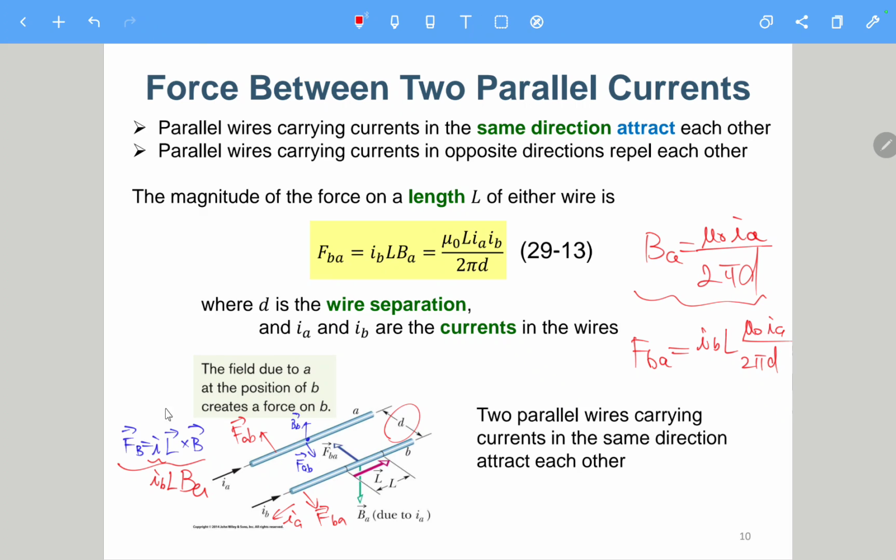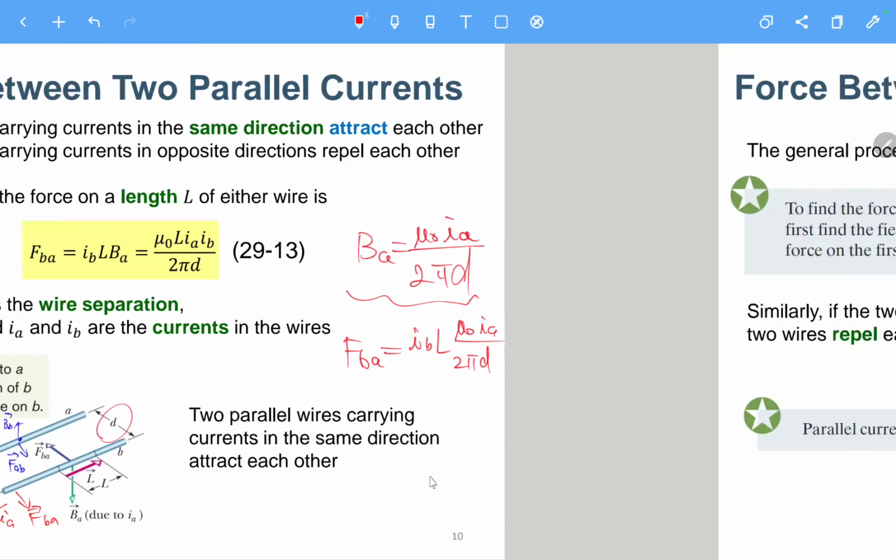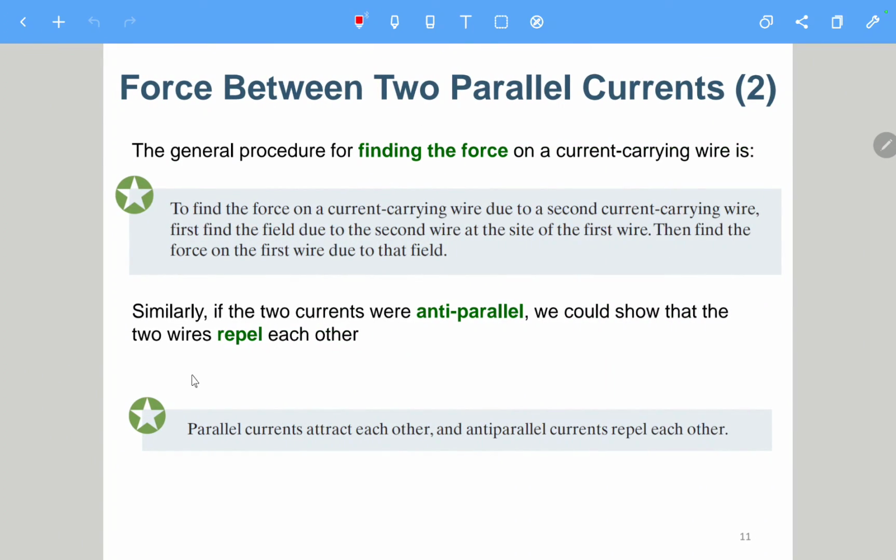So from the second version of the Lorentz force, we can get the expression of this force. D is the wire separation, and IA and IB are the currents in the wires. They do not need to be the same. We only consider the direction of them, whether they are pointing in the same direction. If they point in the same direction, the two wires attract each other. If they point in opposite directions, the wires will repel each other. Okay, so this is a quick summary.